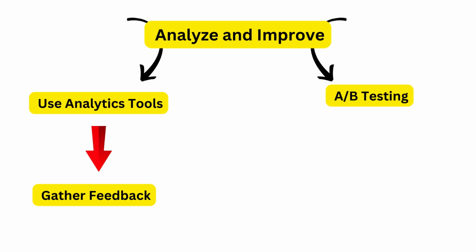10. Analyze and improve. Use analytics tools. Track your article's performance using tools like Google Analytics or Ahrefs. Monitor metrics like organic traffic, bounce rate, and keyword rankings. A/B testing. Experiment with different titles, meta descriptions, or formats to see what works best for your audience. Gather feedback. Encourage reader comments and feedback to understand what resonates and where improvements can be made.